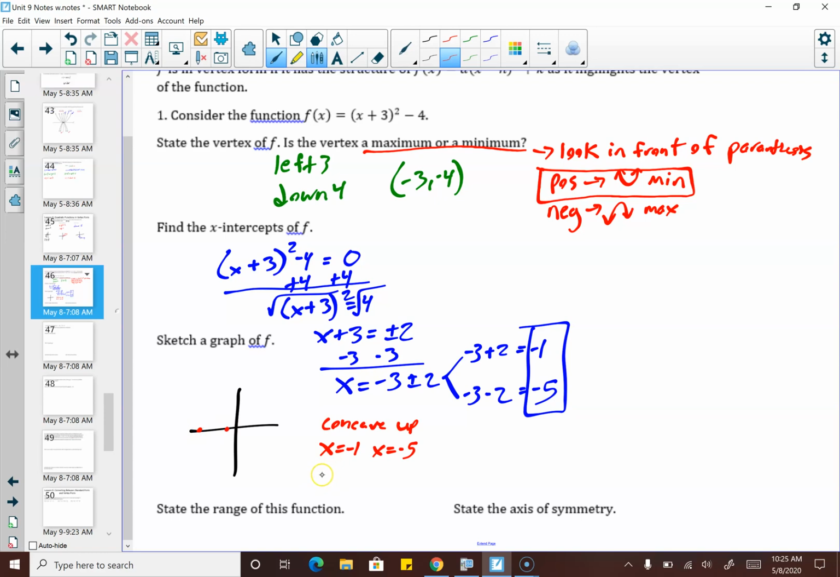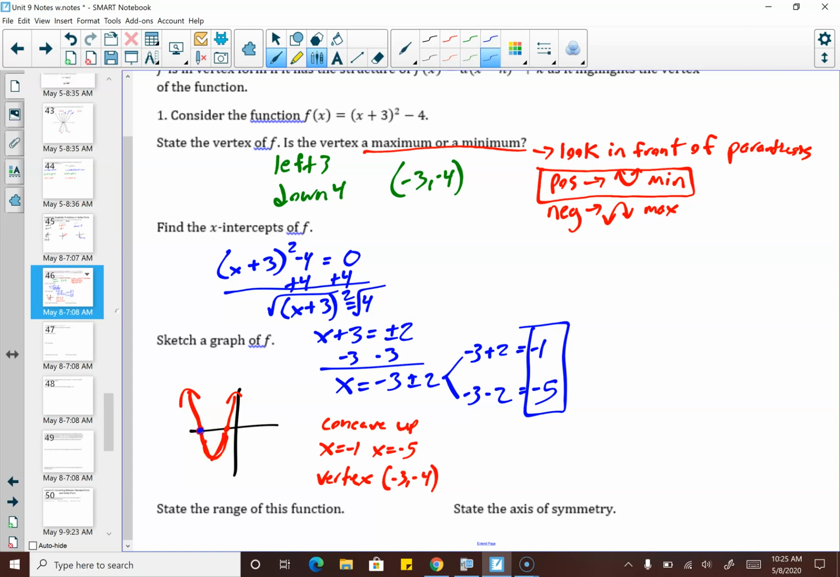And then we have a vertex of negative 3, negative 4. So negative 3, negative 4. All right, so we know we have those 3 points, and we know our parabola is concave up. So that means our parabola is going to look something along the lines of that. Okay, so that right there is going to be the sketch of our graph.